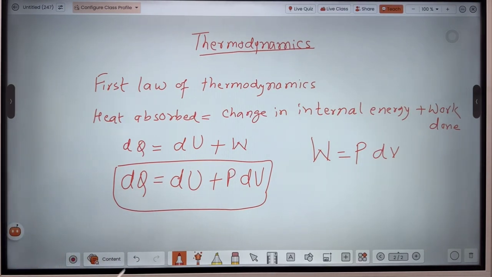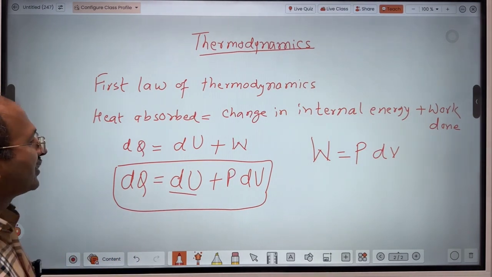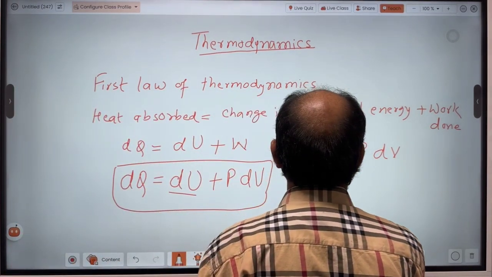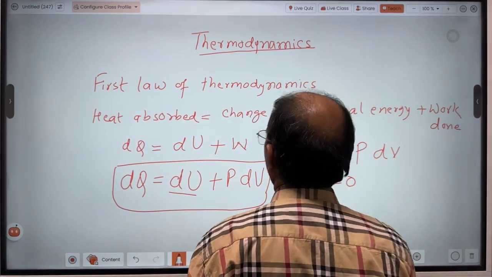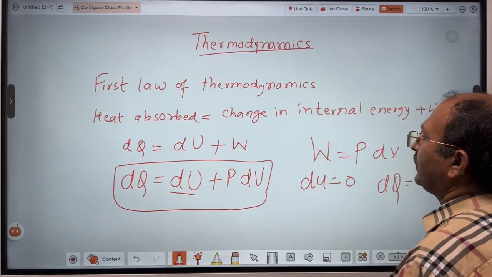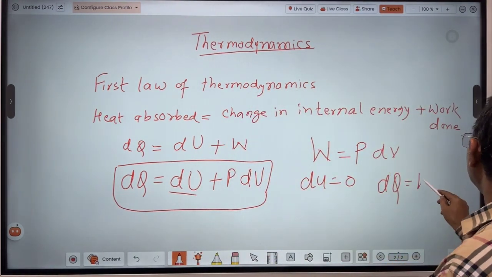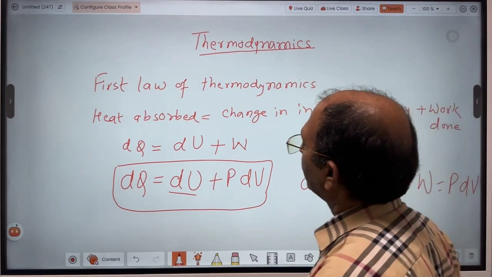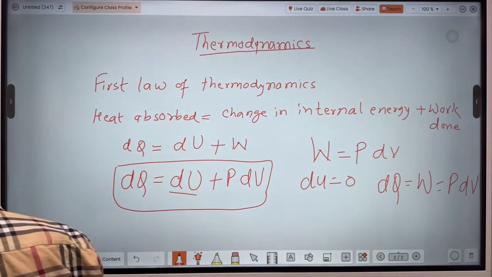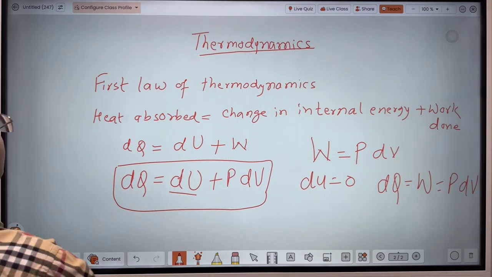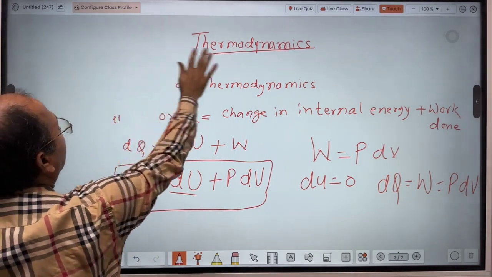Now here, if there is no change in internal energy, then what will happen? So if du equal to 0, when du equal to 0, then entire energy absorbed will be used up in doing work W, which is PdV, right? So I think this is clear. Now we are going to see different type of heat capacities that we have already studied.